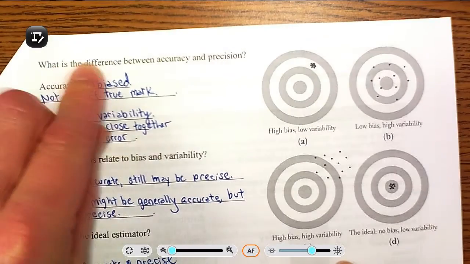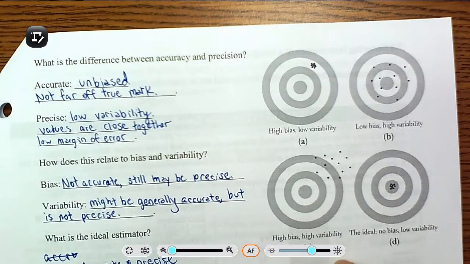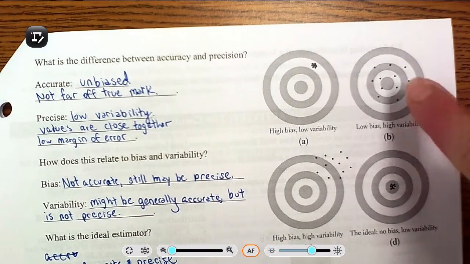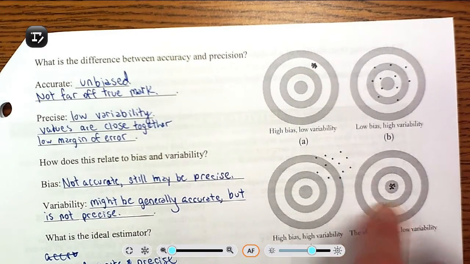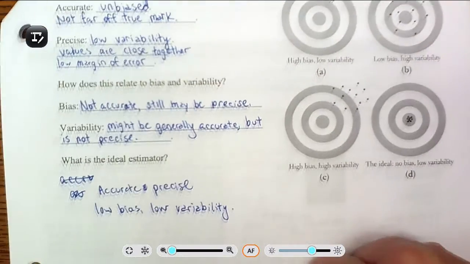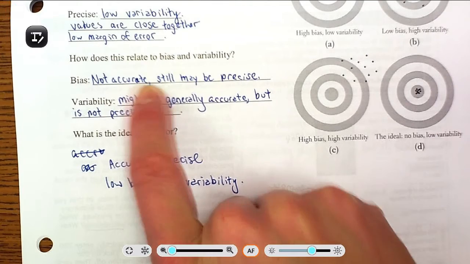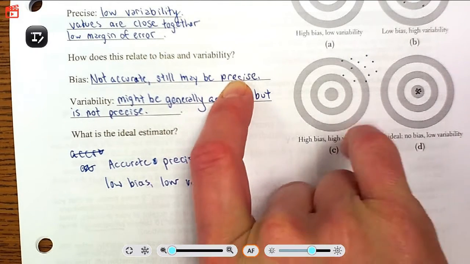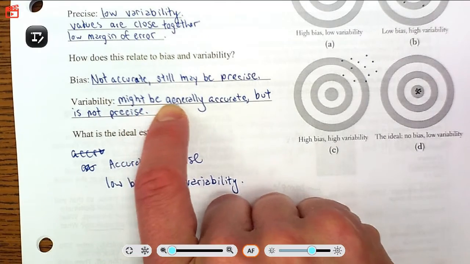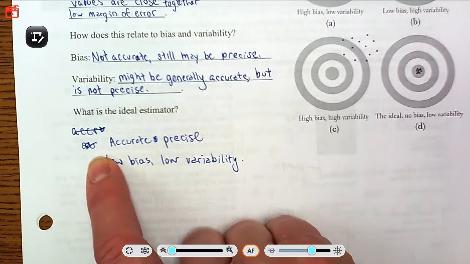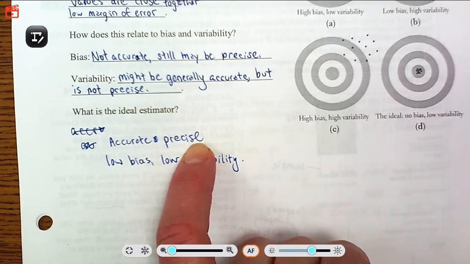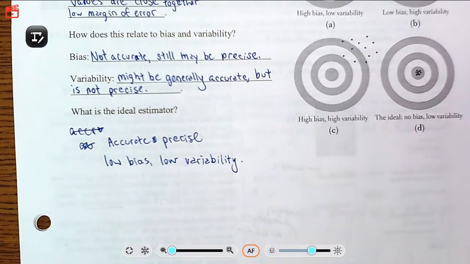Okay? All right. So let's just add some more vocab words to this. What is the difference between accuracy and precision? Accurate means that we're heading for the bullseye. It's unbiased, it's not far off the true mark. Precise is low variability. That means how close the values are together. How does this relate to bias and variability? Bias means it's not accurate, but it still may be precise. Variability means it might be generally accurate, but it's not precise. What is the ideal estimator? Accurate and precise, low bias and low variability.